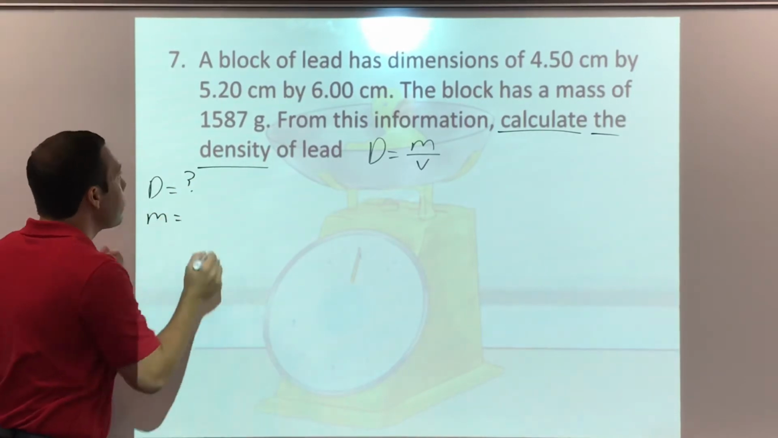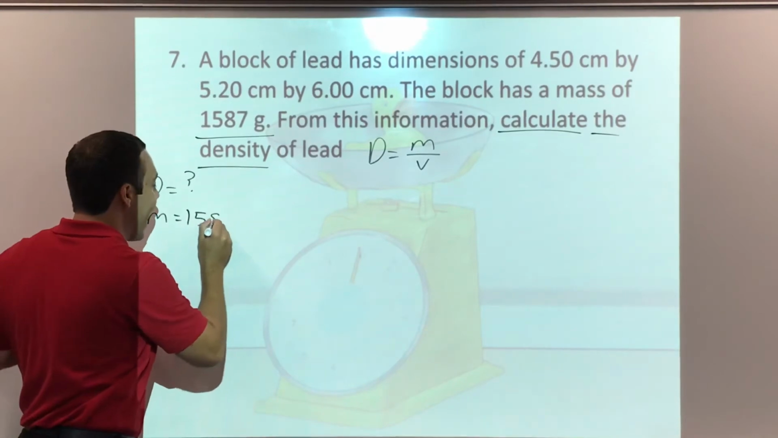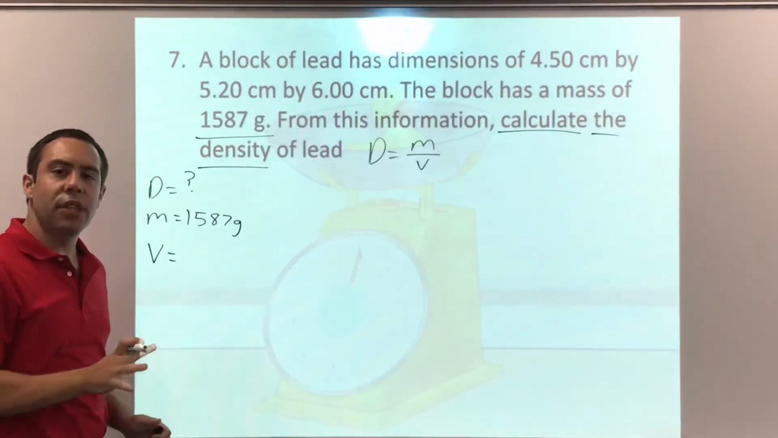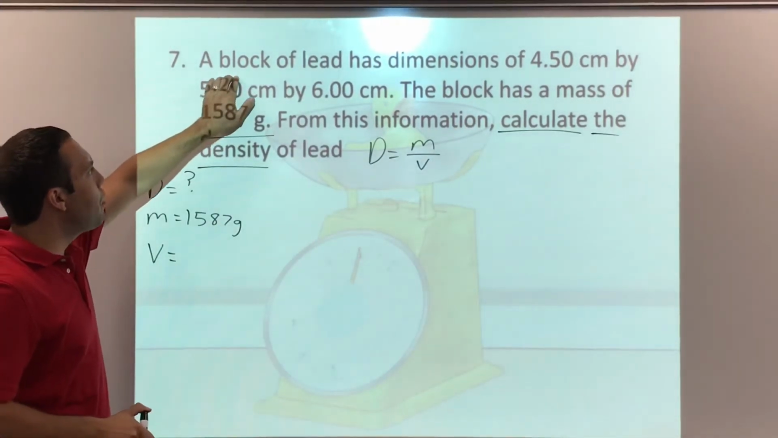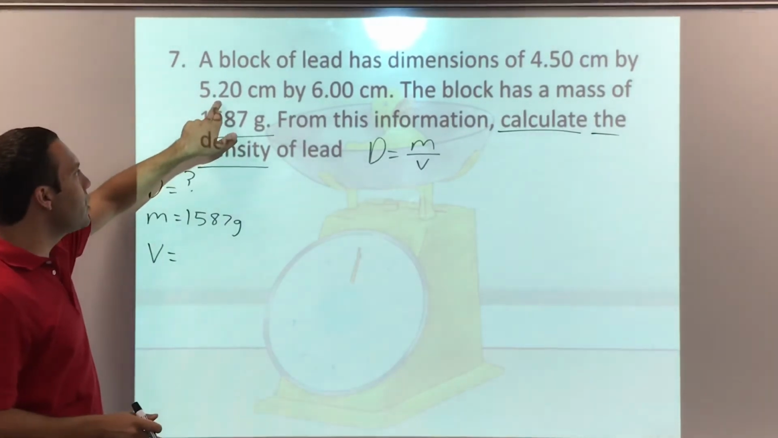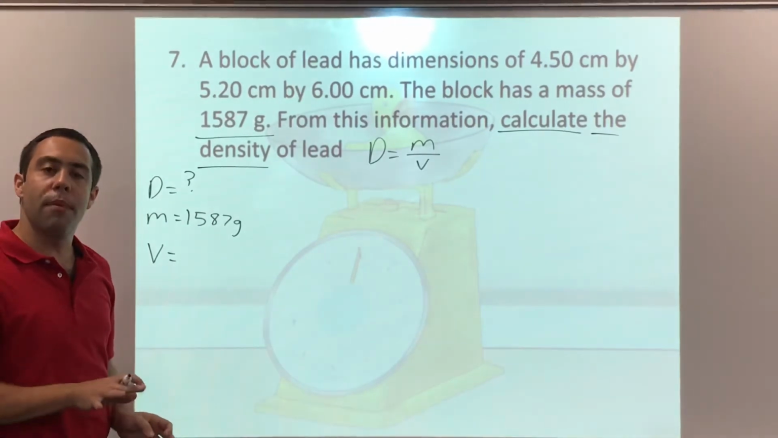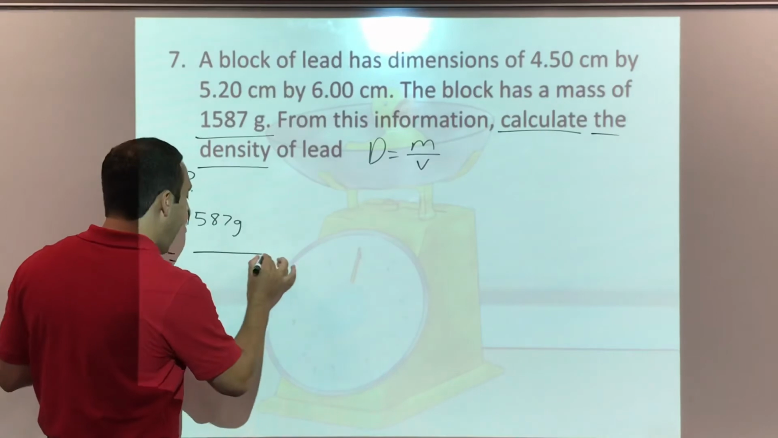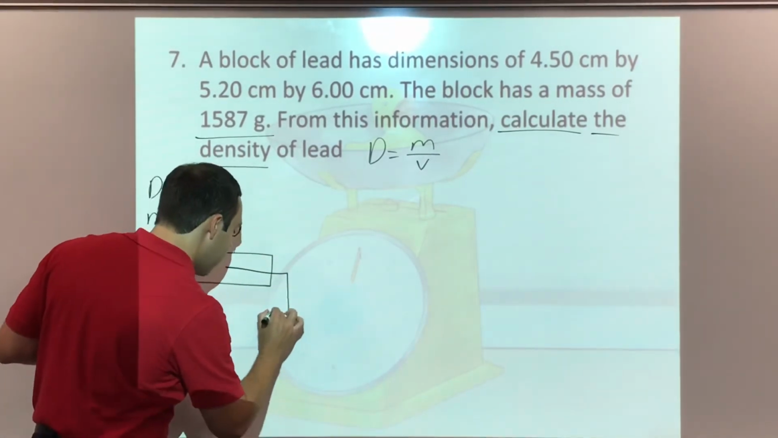Our mass is 1,587 grams. And our volume they don't give us, but they do give us dimensions. They tell us a block of lead has dimensions of 4.50 centimeters by 5.20 centimeters by 6.00 centimeters. So from there we can find the volume. Let's take a look. So a rectangle, a block, looks something like this. It's 3-dimensional.